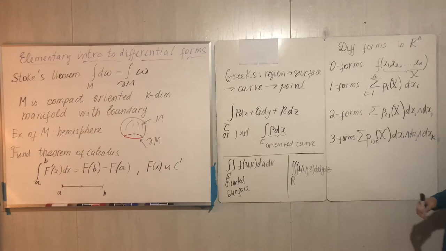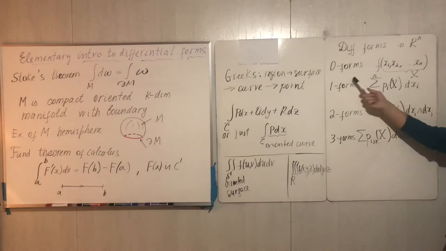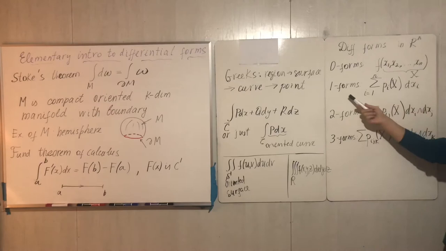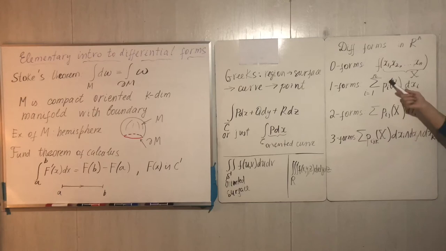If we're thinking about just our usual space, say R^n, we can think of functions of variables x1, ..., xn, which are our coordinates, or we can call them all a big x, the vector x that is a collection of all of them. So zero forms are just functions. One forms are expressions of this form, where we have some function of x times dx1 plus a function times dx2. So basically expressions of this form.